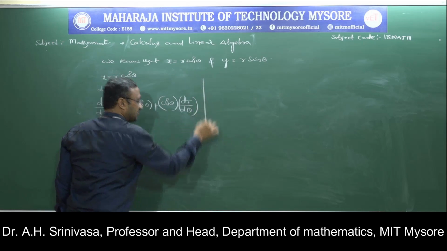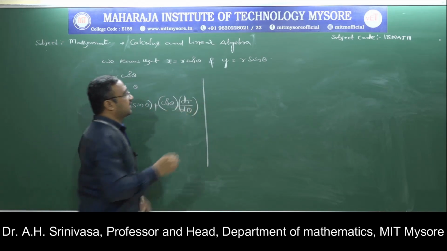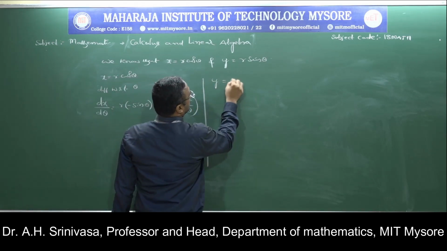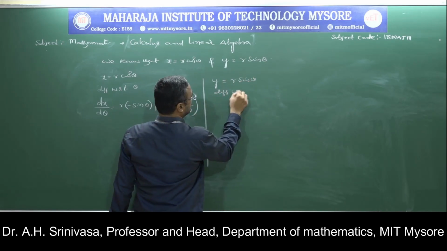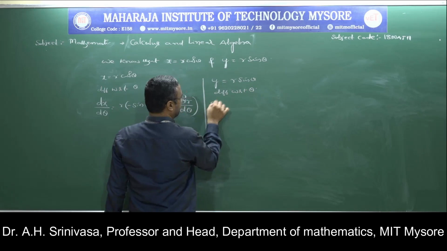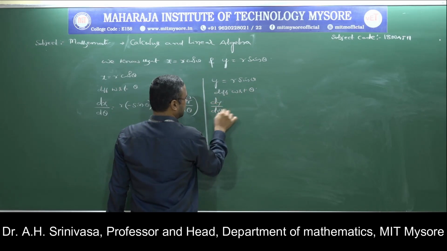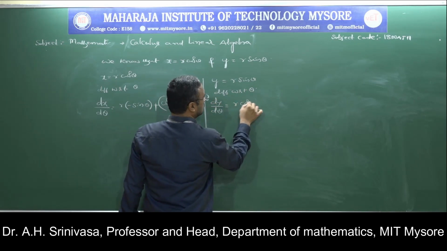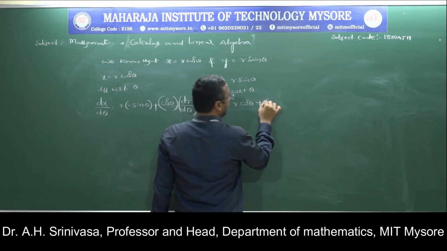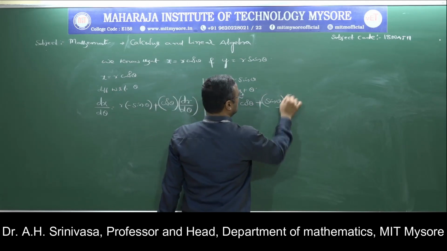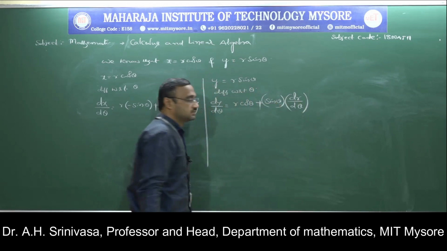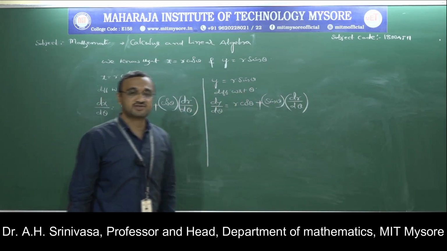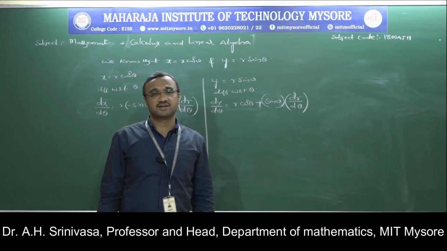Okay. In the same way, we can do the other function also, y equal to r sin theta. Now differentiate with respect to theta. That is dy by d theta, first into derivative of second plus second into derivative of first. So now both are in Cartesian form. Now I wanted dy by dx.